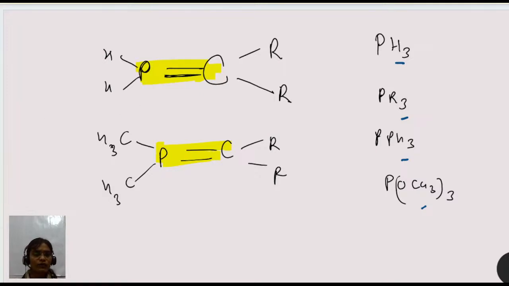So according to you, does phosphorus have a positive charge or a negative charge? Yes, please answer this question.